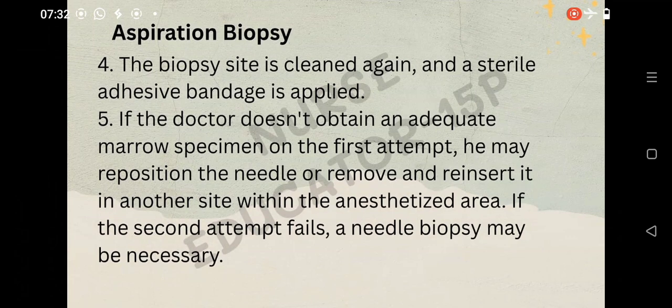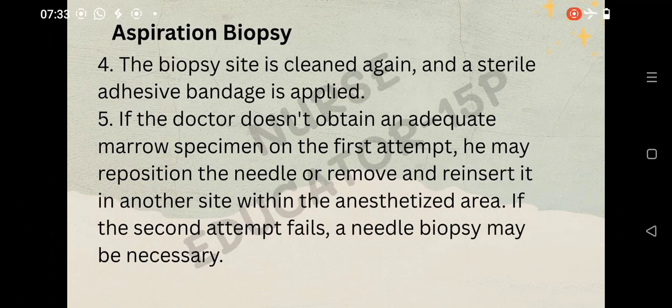If the doctor doesn't obtain adequate bone marrow specimens on the first attempt, what will he do? He will reinsert the needle at another site within the anesthetized area. Wherever he has given the anesthesia, he will try to collect the sample again. If the second attempt also fails, a needle biopsy may be necessary.